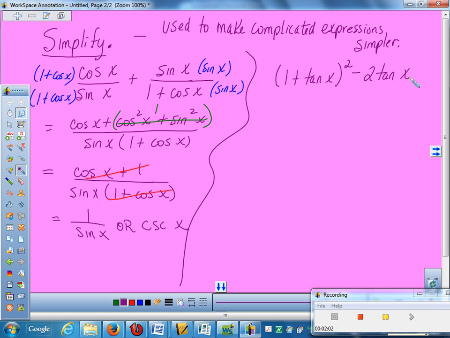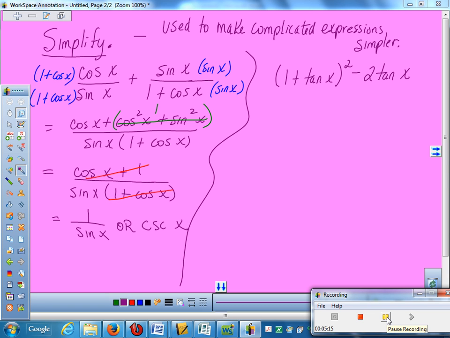So I want you to simplify this one. You have a 1 plus tangent x. Children, the tendency is to look at this and go, oh, I have 1 plus tangent x, and if I squared it, wouldn't it be number 7? No. So, how do you square a quantity?